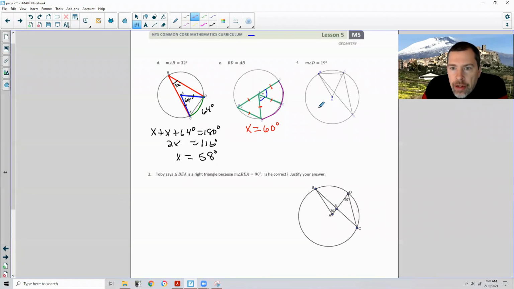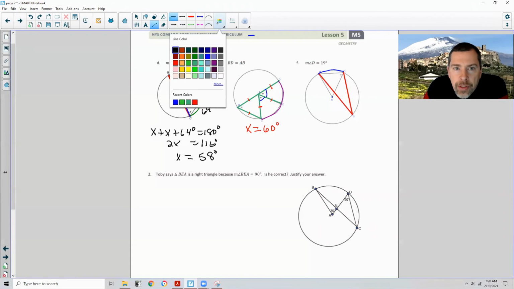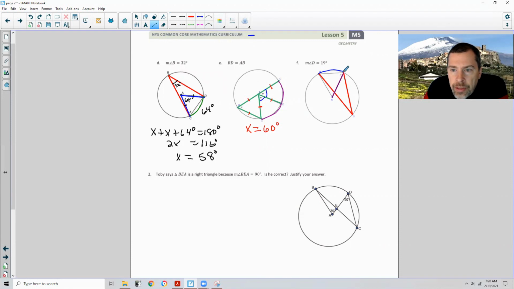Okay, F. All right, so they're giving us a measure of angle D. Angle D goes up to C and B. So I'm going to color code this so you can see it better. Angle D is right here. Okay, and it is intercepting arc BC right there. And if you notice, there's a central angle. AC goes to here, so angle CAB shares that arc BC. So what does that mean? It means that the measure of angle BAC is twice the measure of angle BDC.